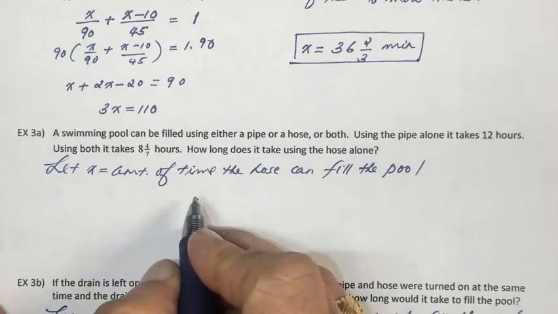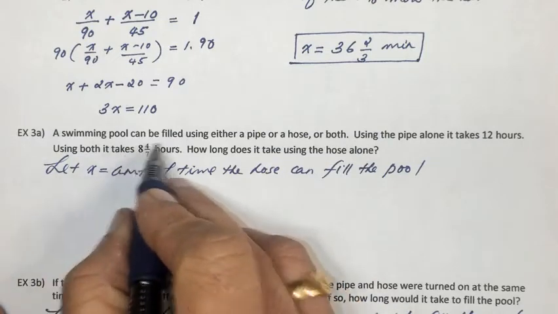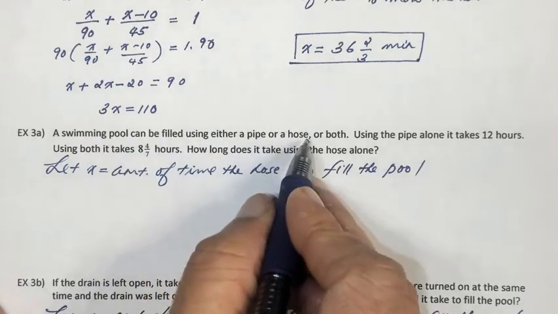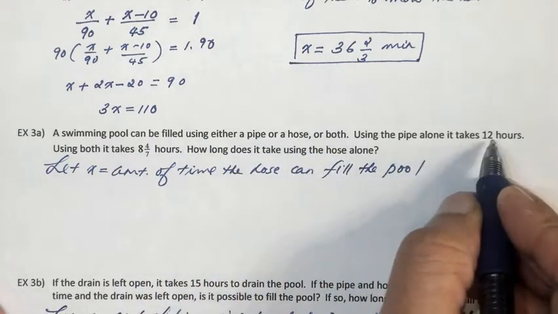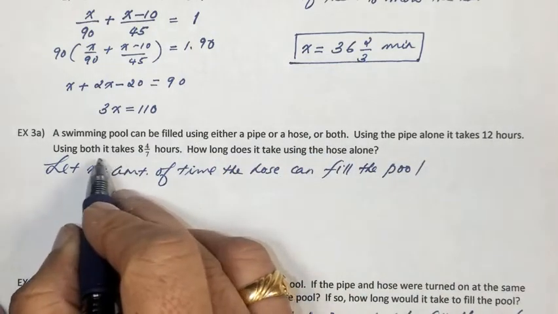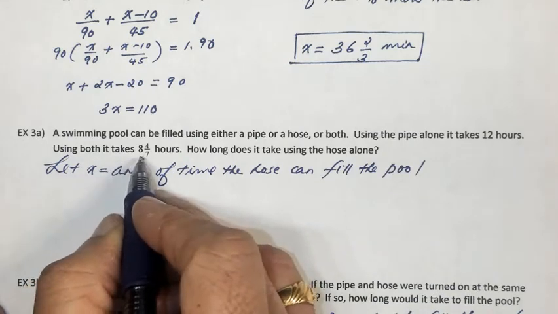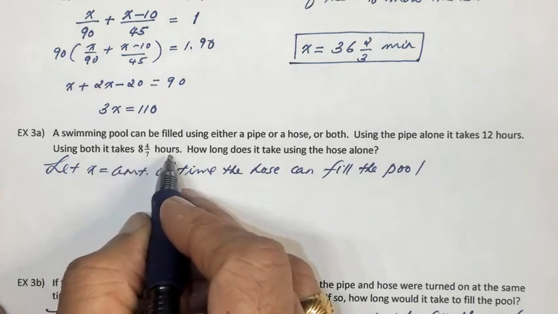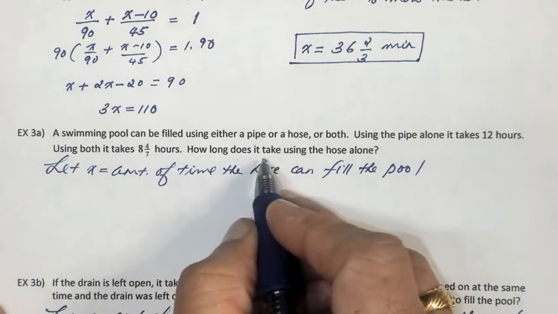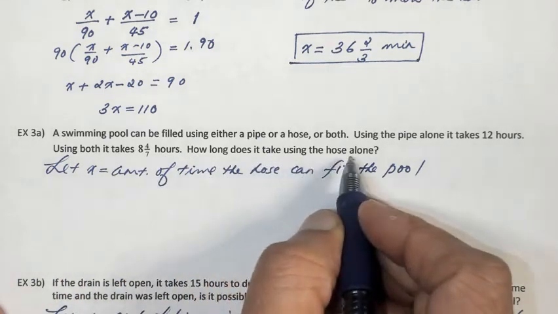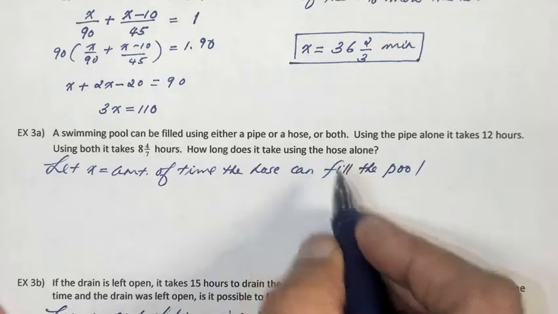Okay, here's a swimming pool question. It says a swimming pool can be filled using either a pipe or a hose or both. Using the pipe alone, it takes 12 hours, and with both it takes 8 and 4/7 hours. So how long does it take using the hose alone? That's the question.